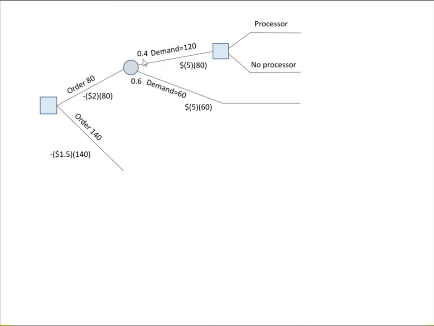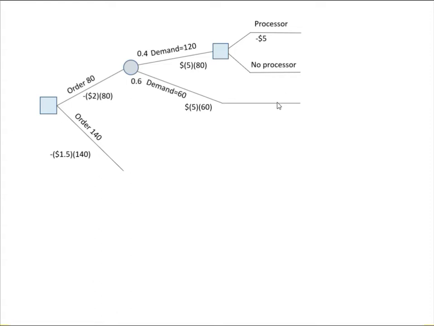This is a case where the demand is 120, but he only ordered 80. So that means he will sell out all the sausages. So even if the processor comes, there's nothing the processor can buy. So that means Michael will simply incur the handling cost of $5. And what happens next? Well, it turns out there's no further event, so this is the end of the branch. If Michael does not request a food processor, then that's it.